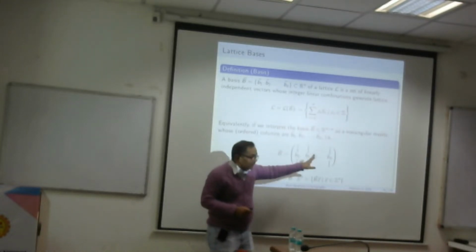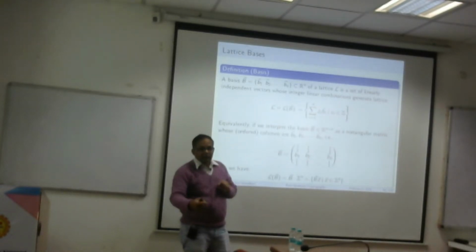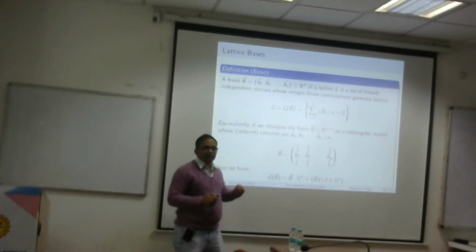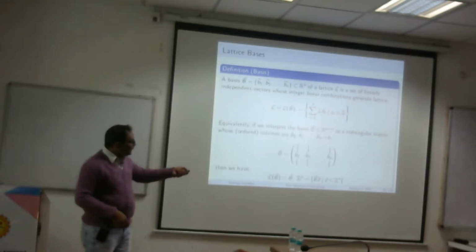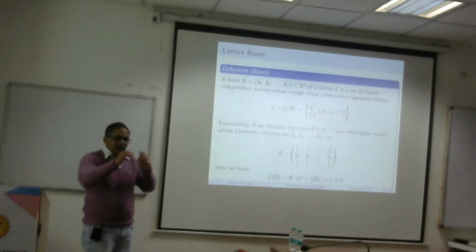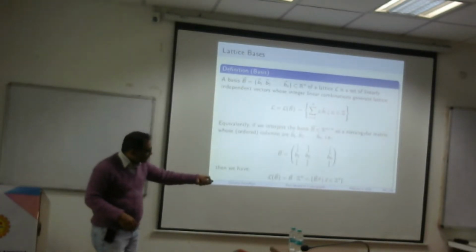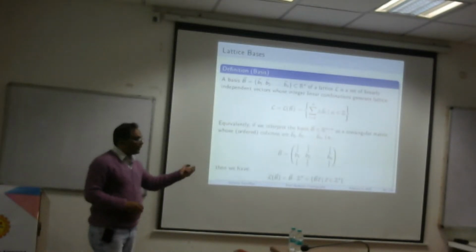If I had the column vector z as 1, 1, 1, it would have meant b1 plus b2 plus b3. So this is exactly what we are trying to say here, that if I have a basis vector matrix, that matrix can be multiplied by a vector z and I will have a lattice.